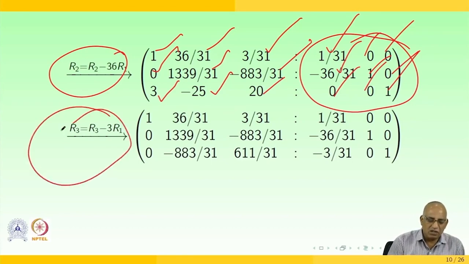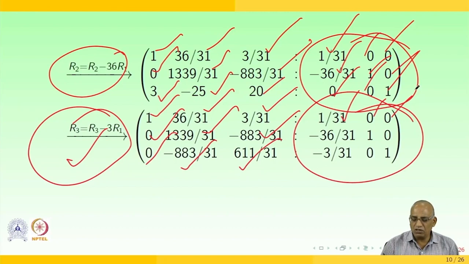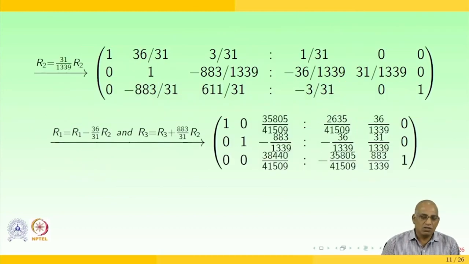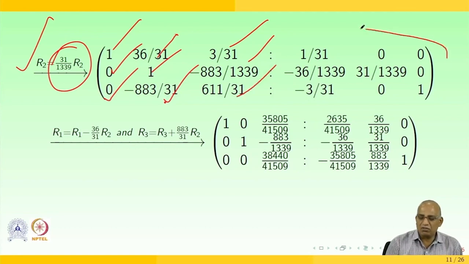So when you apply this matrix, R3 minus 3 R1, it turns out to be 1, 36 by 31, 3 by 31, 0, 1339 by 31, minus 883 upon 31, 0, minus 883 upon 31, 611 upon 31. So it turns out to be 1 over 31, 0, 0, minus 36 by 31, 1, 0, minus 3 by 31, 0, 1. So when you do this R2, that will be equivalent to 31 by 1339 times R2: 1, 36 by 31, 3 by 31, 0, 1, minus 883 upon 1339, 0, minus 883 upon 31, 611 upon 31. So this is the matrix.